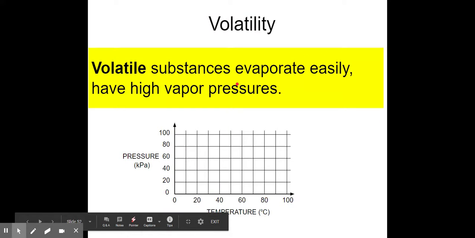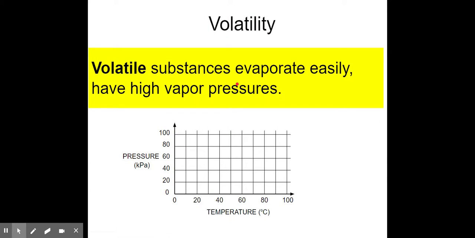Volatility is something that people have misnomers or misinformation about. A lot of people think volatility means flammable. It is not. Volatility just means that the substance evaporates easily, which means it has high vapor pressure.